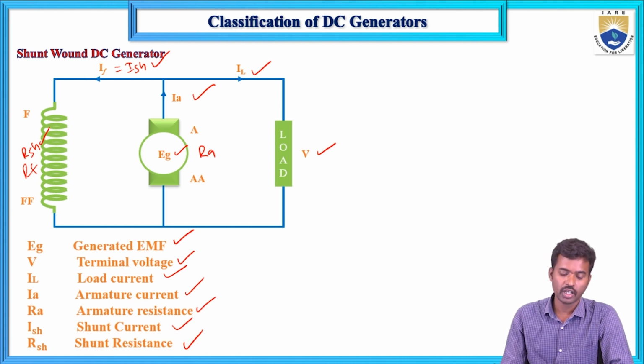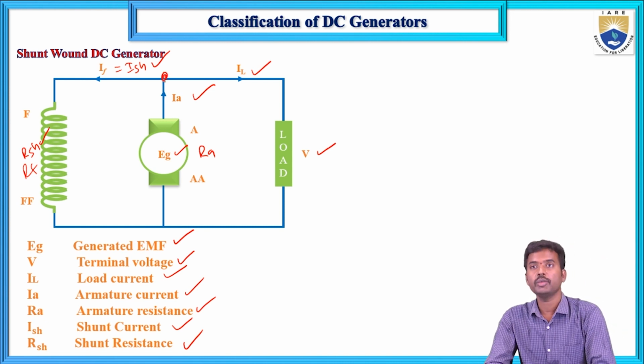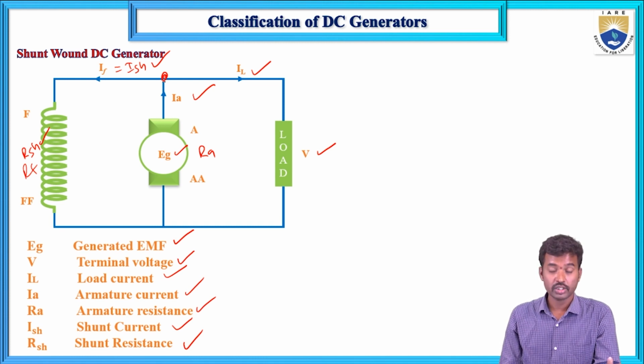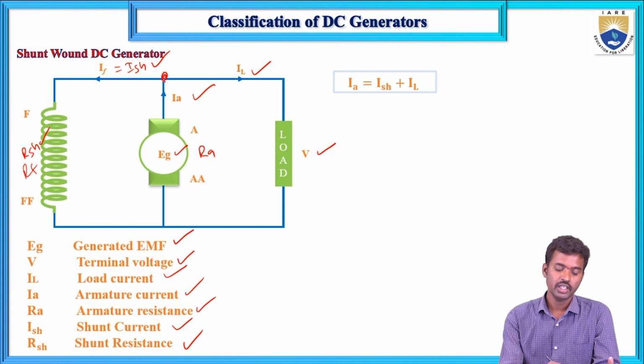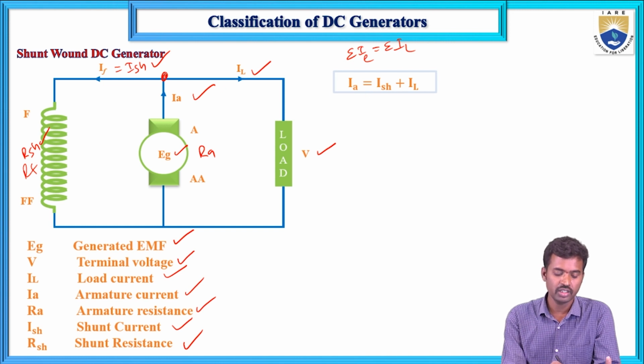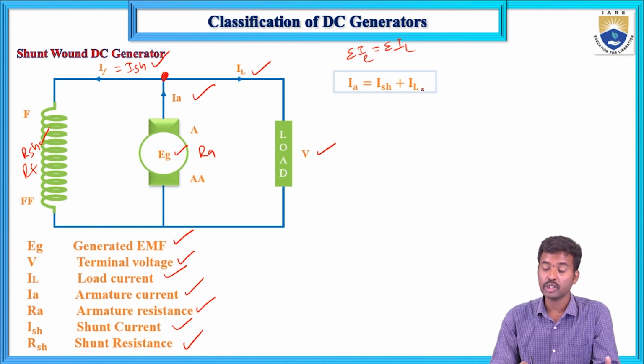First, the armature current formula. If you apply KCL here, the sum of entering currents equals the sum of leaving currents at a node. What are the entering and leaving currents? Here the entering current is IA, only one current, the armature current, and two currents leave this node, ISH and IL. So ISH plus IL equals IA. This is the first formula for armature current.